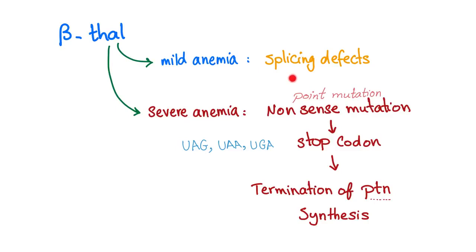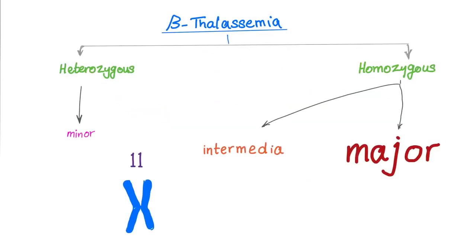Severe anemia is due to a specific type of point mutation called nonsense mutation. There is a stop codon that's introduced earlier than usual. Stop codons are these, as you know. This will lead to termination of protein synthesis, and in this case, the protein is the beta globin protein. So, genetically speaking, beta thalassemia can be either heterozygous or homozygous.